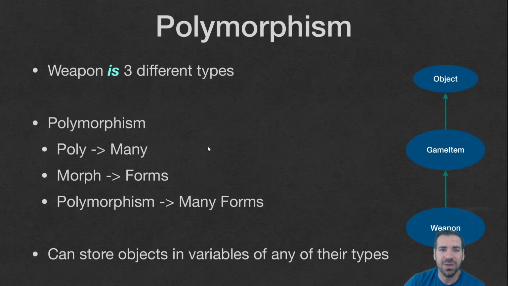And here's the obligatory polymorphism definition slide. Polymorphism: poly means many, morph means forms, so polymorphism means many forms. Our objects take on many forms. Our weapon has 3 different forms, has many forms.